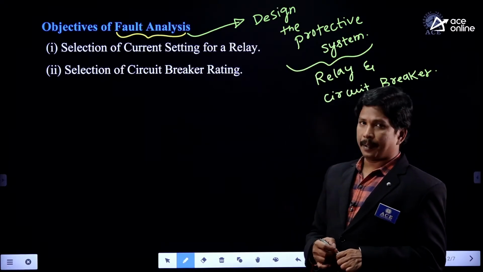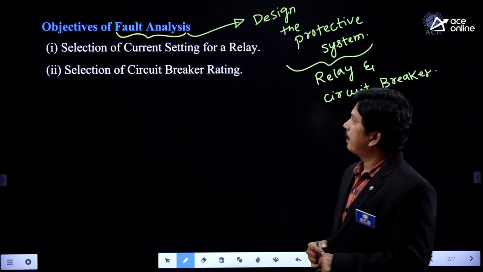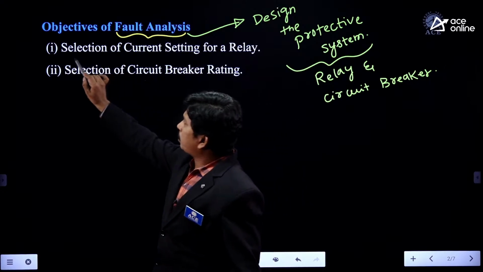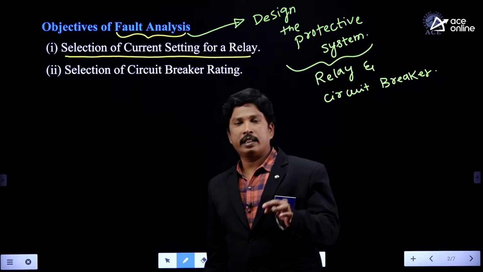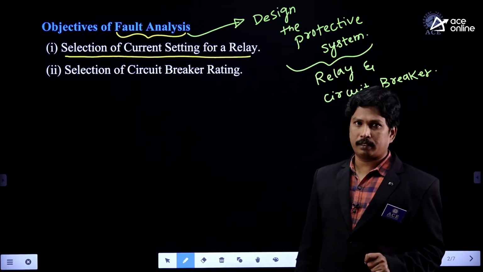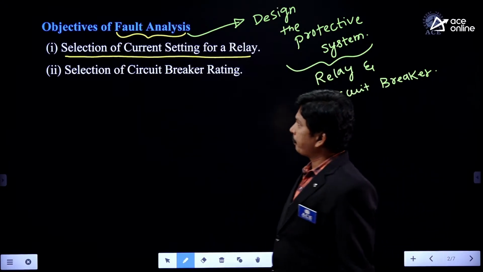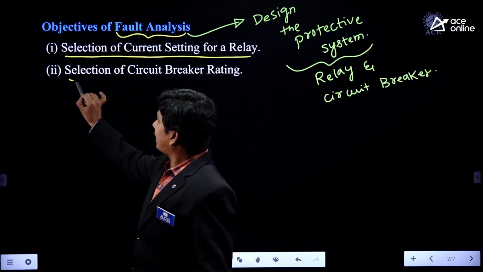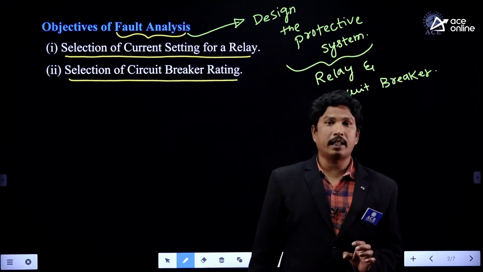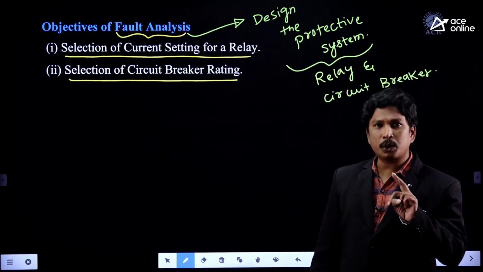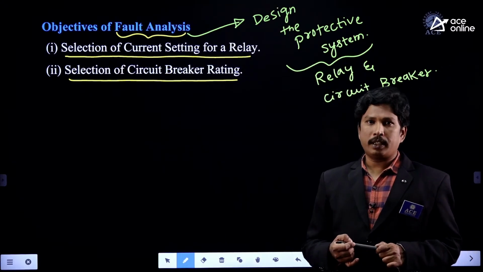Now coming to the relay, what do you have to design for the relay? For the relay, we are going to select the current setting, which we are going to see in the fault analysis. That is the first major objective. And the second one is selection of the circuit breaker rating. So these are the two major objectives of fault analysis.